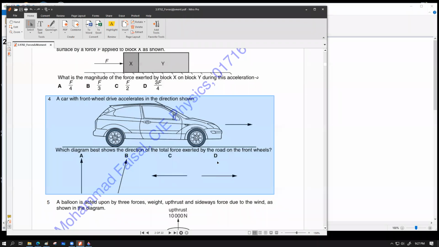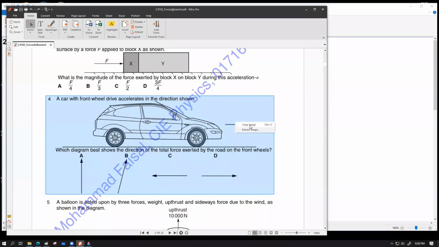That's why B is the correct answer, not A and definitely not D. Because the car wheel pushes the ground to the left and the ground pushes the car wheel to the right.